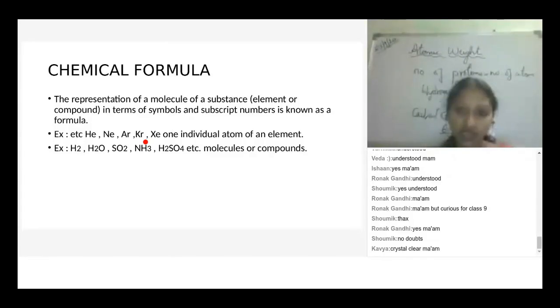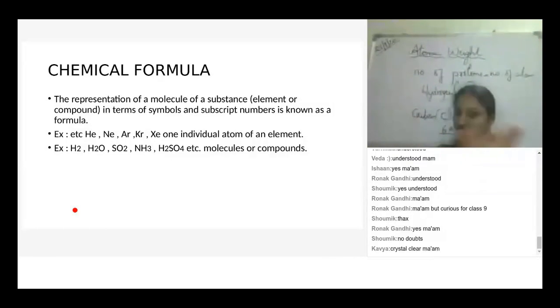Understood, children? Like that, these elements won't combine with their own elements because they are inert. They will be like that even in the atmosphere. So their element symbol is the same and their formula is also the same. These are the examples: elements with one individual atom having its own symbol. They won't combine with other elements; they are inert. They don't have the ability to combine even with their own element.